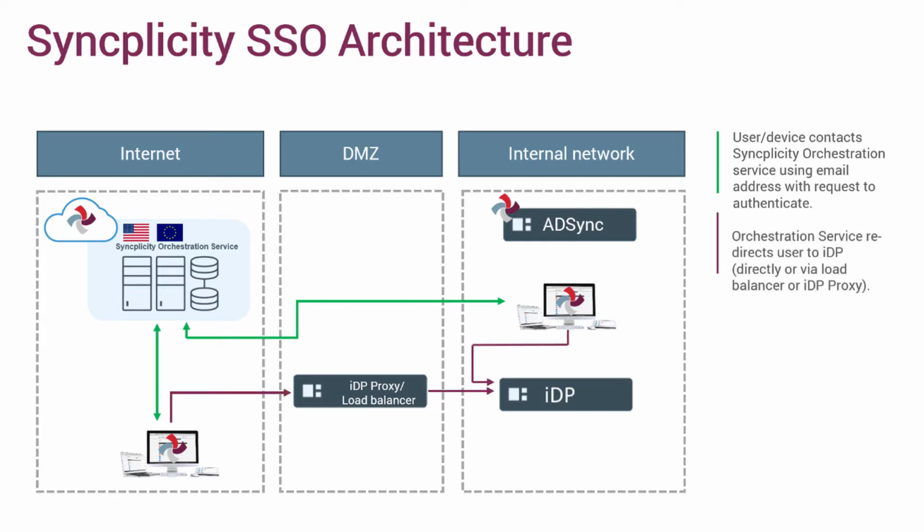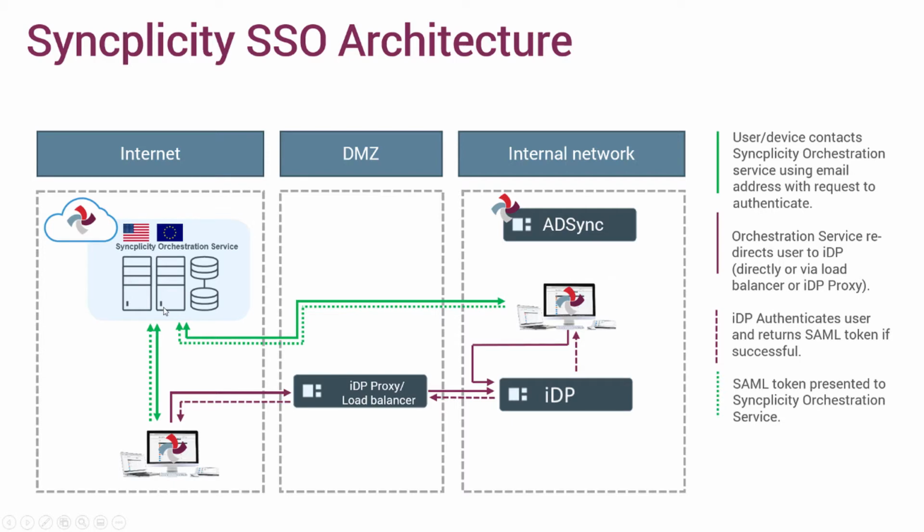If your IDP is not accessible from the internet, probably you have something in between, a load balancer, an identity provider proxy, or something else. Users authenticate to the Active Directory, and when they are authenticated successfully, the IDP, the ADFS server, will give them a SAML ticket that they will present back to the orchestration. From that moment on, the user is considered to be successfully authenticated.